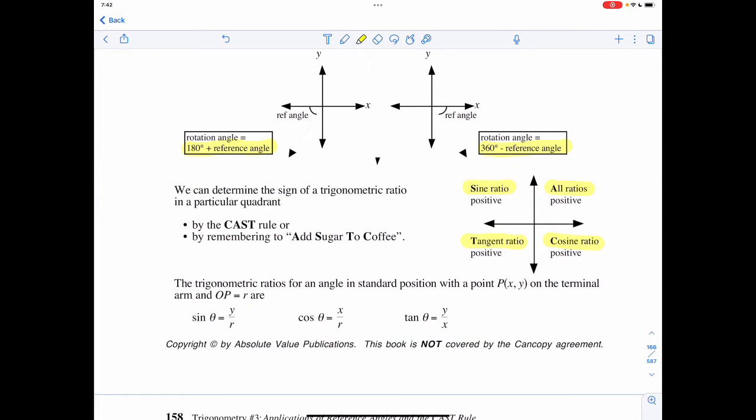And we know that our ratios opposite over hypotenuse, adjacent over hypotenuse, and opposite over adjacent become y over r, x over r, and y over x, where r is represented by the radius going to that terminal point.